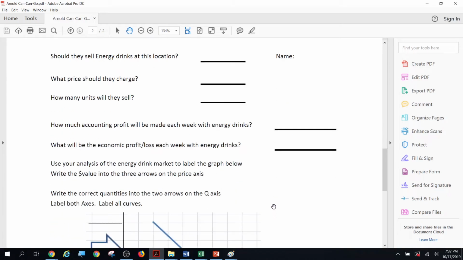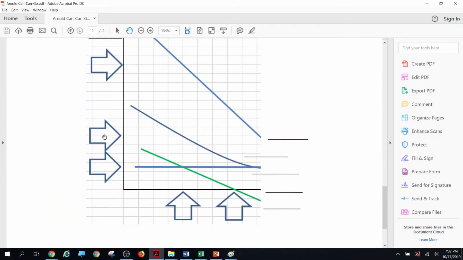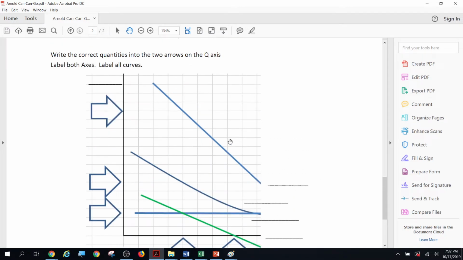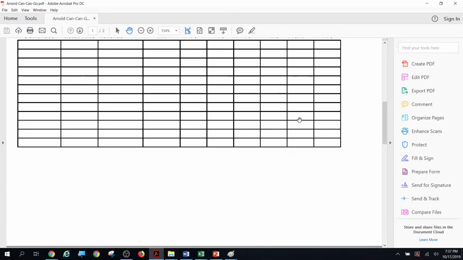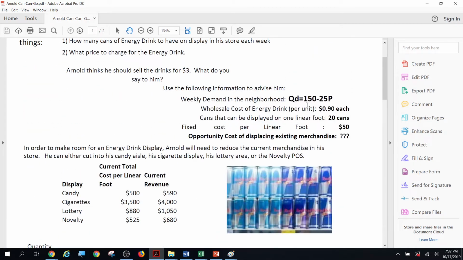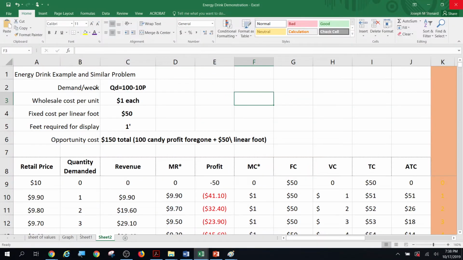Down here, you'll also notice that the answer key graph has some lines on it for you to label each of those, and we're going to use this as a way to analyze our problem. I'm not going to show you how to answer this very particular problem. Instead, I'm going to show you how to do it when the energy drinks cost something different than 90 cents and when the demand is something different than the one shown there. Let's get right into it, shall we? So we'll jump over here to our energy drink demonstration.